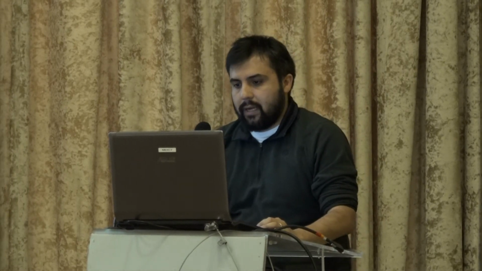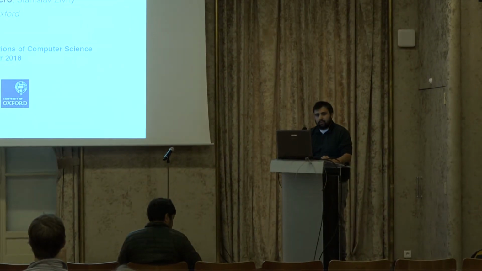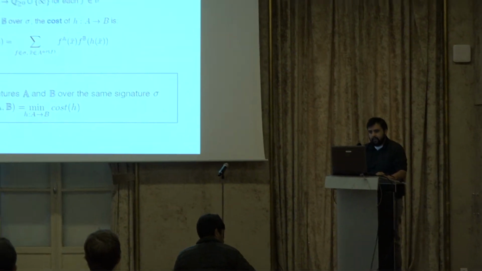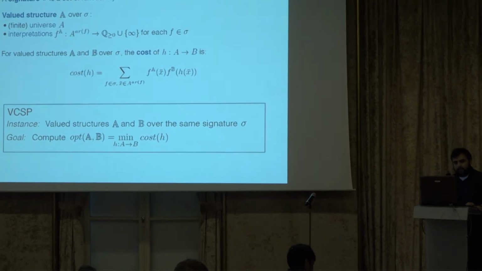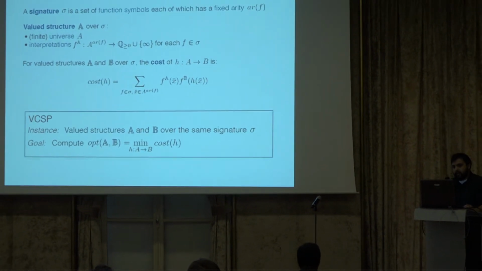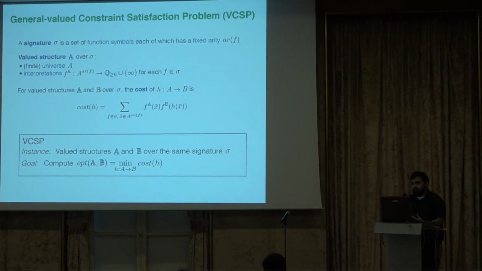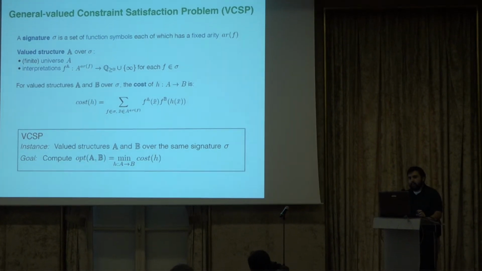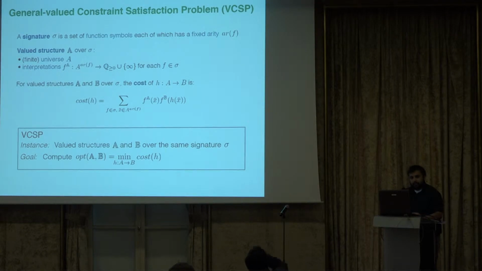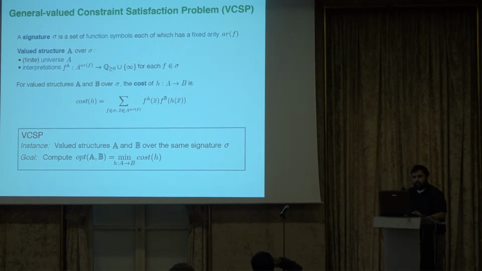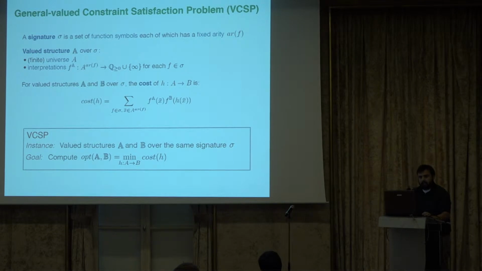This is joint work with Clement Carbonell and Standard Sydney, and this work is about the general valued constraint satisfaction problem, or VCSP, which is a general framework to express decision and optimization problems, and the combination of both. There are several ways of formalizing this problem. We choose one that is based on what we call valued structures, which is as follows.